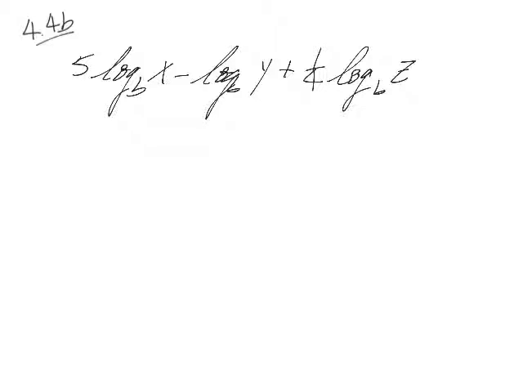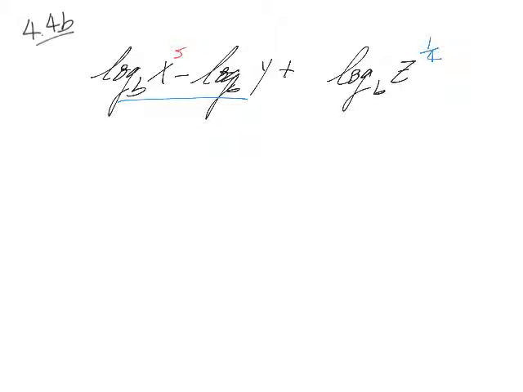So what we're going to do is go backwards. We're going to put this as our exponent. So we're going to take this 5 and put it on the x, and we're going to take the 1/4 here and put it on the z. Okay, that's our first step. Take your numbers in front of the log and make them into exponents.